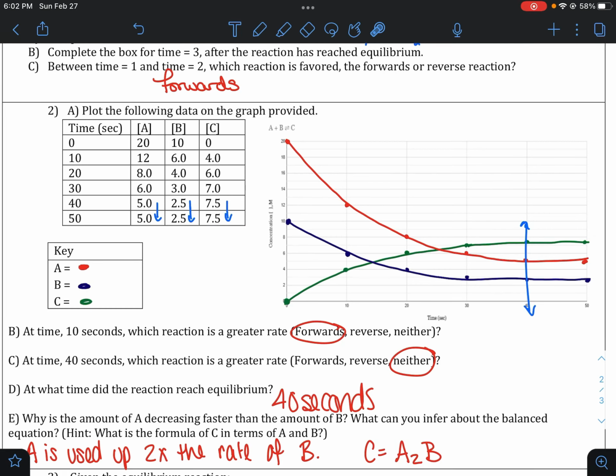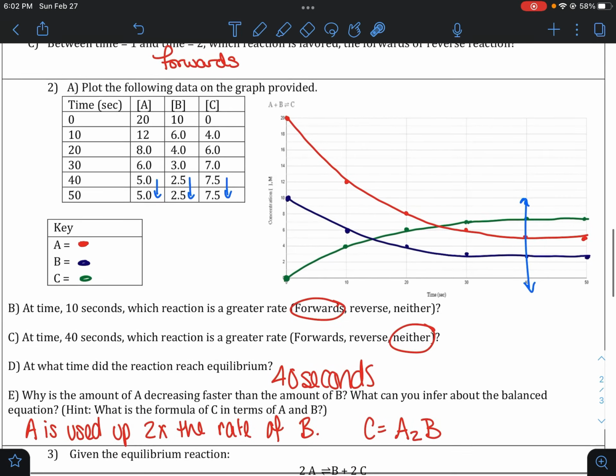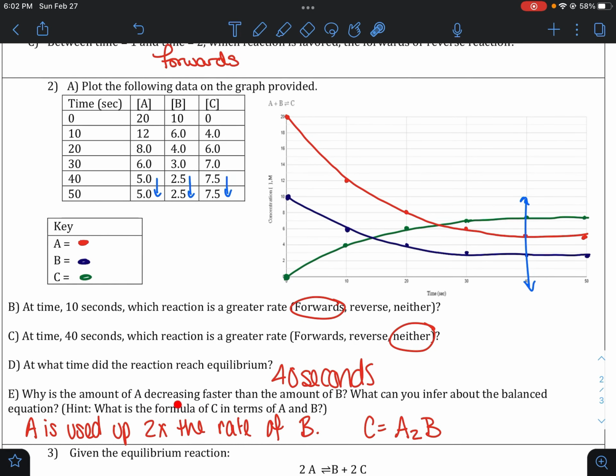Okay? Then the last one, E. Why is the amount of A decreasing faster than the amount of B? What can you infer about the balanced chemical equation? Okay, well, first off, we can infer that this is not balanced. A plus B does not equal C. All right, what we should be looking at is that A is used up much faster than B. That's why that slope goes down, okay? So how much faster? Well, 2 times, okay, 2 times.